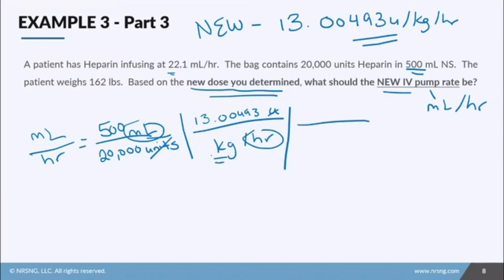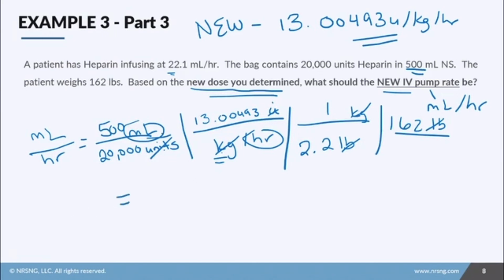So do we know anything about kg? Nope, but we can convert. 1 kg, 2.2 pounds. Cancel your kgs. Now we need to cancel our pounds. The patient weighs 162 pounds. All right, we've canceled kgs, canceled pounds, canceled units. We're left with milliliters per hour.